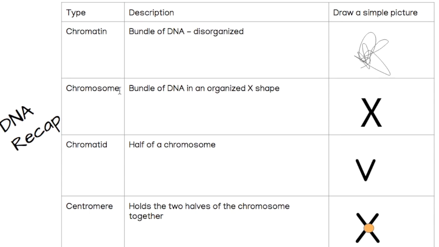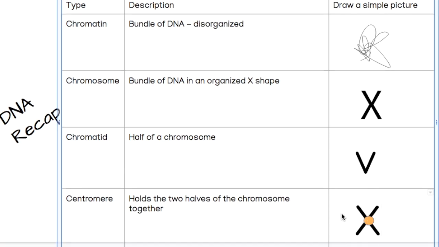And then we have a chromosome. That's a bundle of DNA in an organized X shape right there. If you are a little bit stuck on these terms, go back to Digi Workbook 4 and the video that goes with it. I explain it in further detail there. We have a chromatid, which is half of a chromosome. I used a V to represent half of an X. And then we have the centromere, which holds the two halves of the chromosome together. I used an orange dot on top of the X. We talked about the centromere cat before, keeping things together. So if you want to paste a little meerkat in there, go for it.